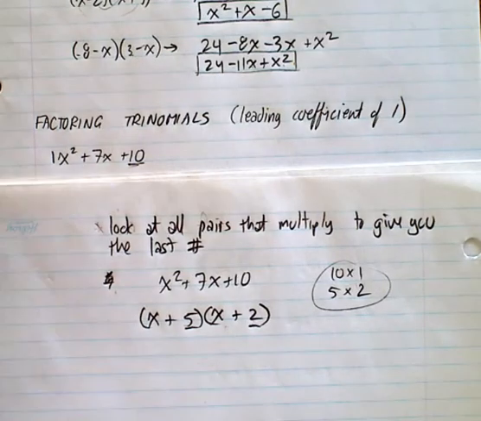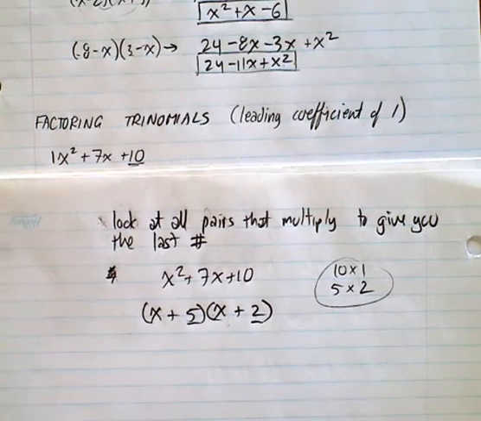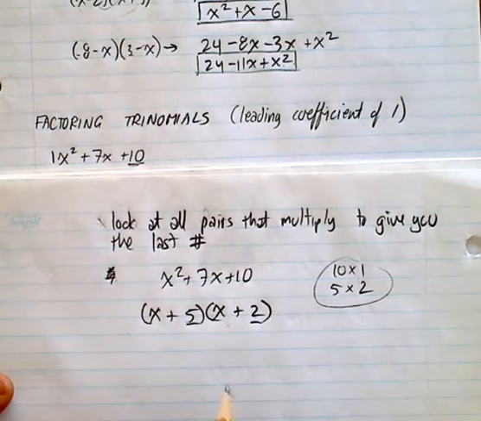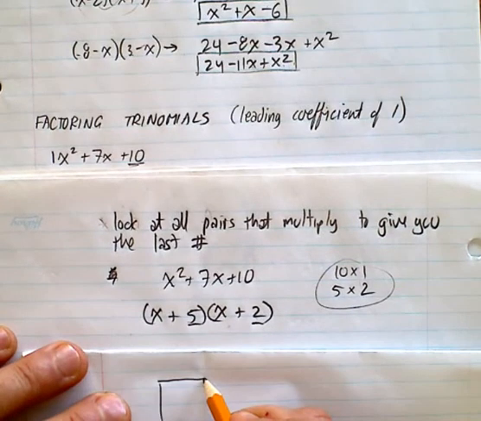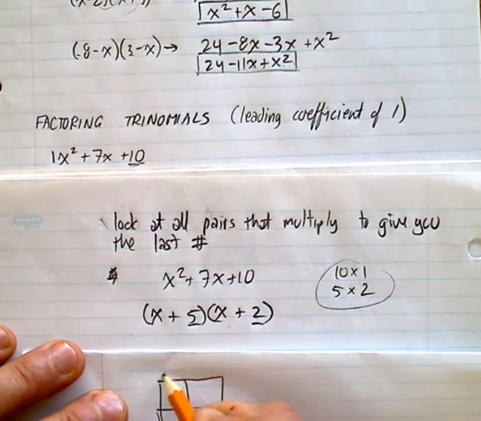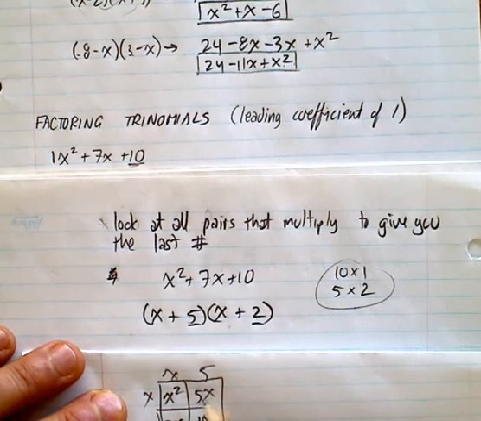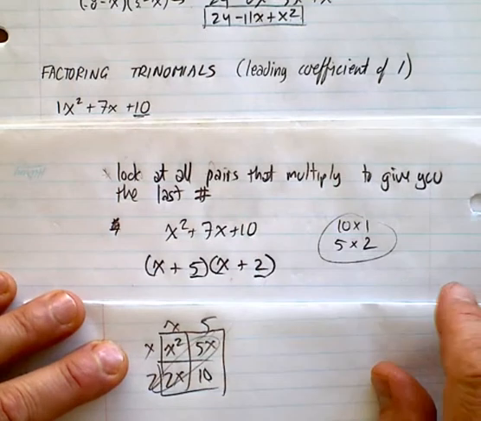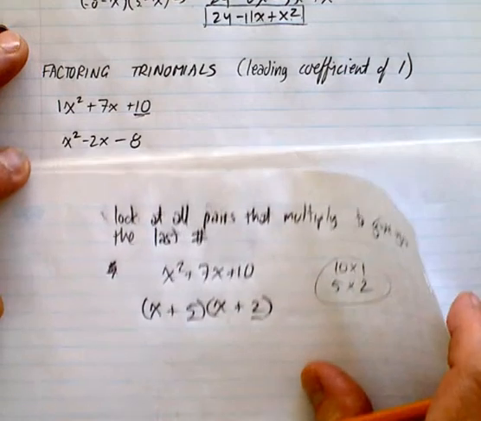So if I was going to ask you to do this via a rectangle diagram now here too, right? It would be boom, x and 5 and an x and a 2. That'd be x squared. That'd be 5x. That'd be 2x, and that'd be 10. So you can see that x squared plus 7x plus 10 is indeed the correct way to factor that trinomial. Okay. Let's look at another one.